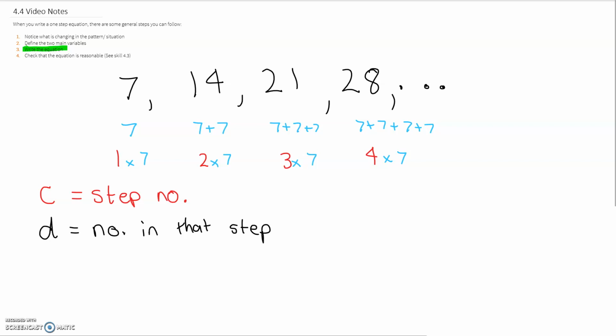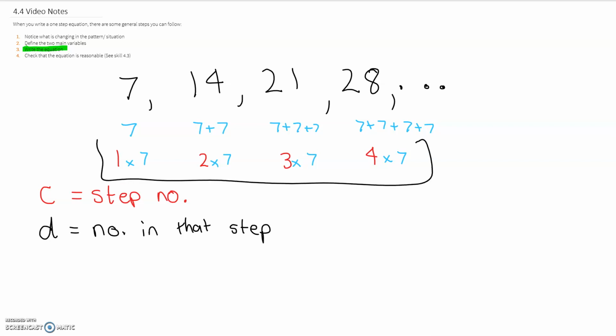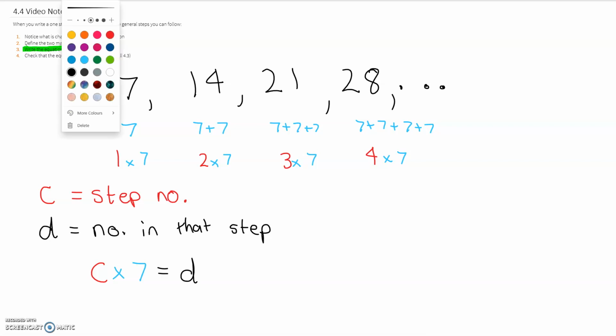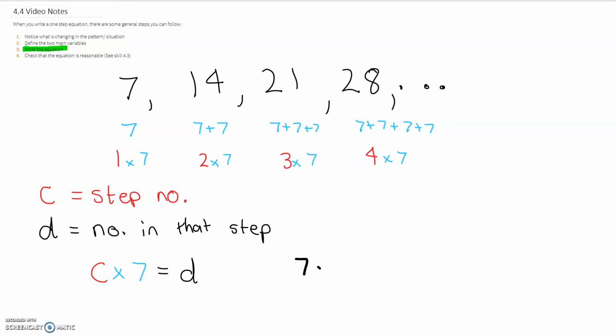And we know that in the pattern, we're going our variable, the step number, times 7 every time. So we could say C times 7 equals the number in that step. Or if we write it quicker, we can say 7C equals D.